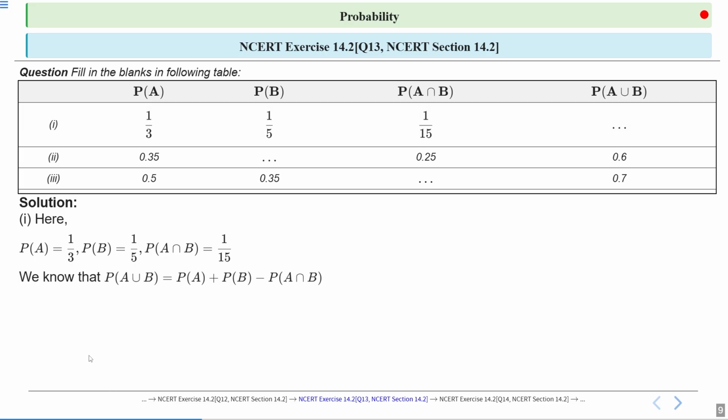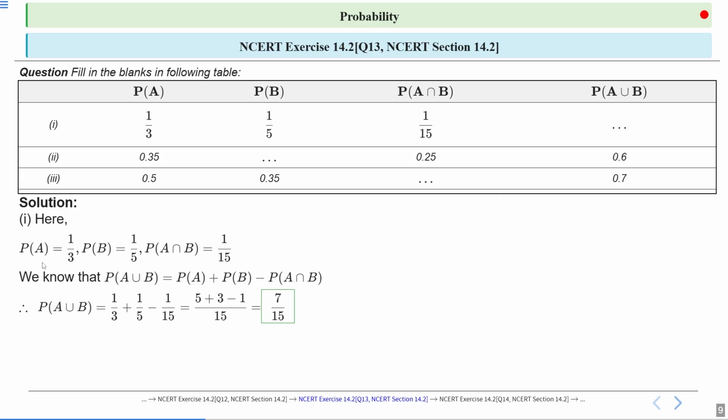We know that probability of A union B is equal to probability of A plus probability of B minus probability of A intersection B. You should remember this formula, so keep it in your mind. We are applying this formula and we will find probability of A union B.